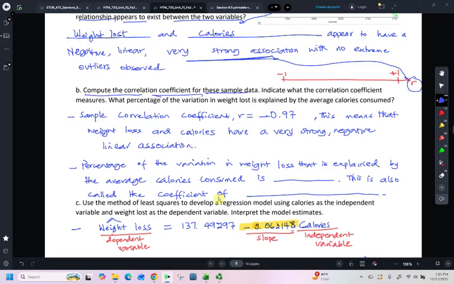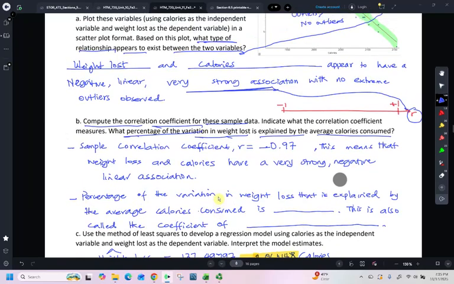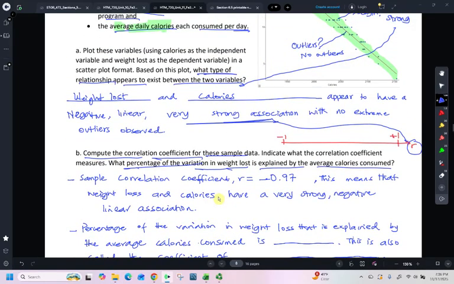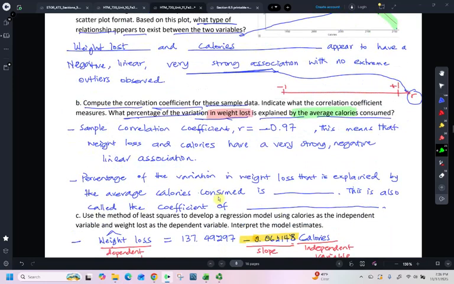The next part of our analysis is to look at what percentage of variation in weight loss can be explained by the average calories consumed. What this means is that in order to predict how weight loss will vary from one person to another, how much information can we count on average calories to provide as far as this sample data is concerned? In other words, this is otherwise called the coefficient of determination, and it is equal to your correlation value squared.